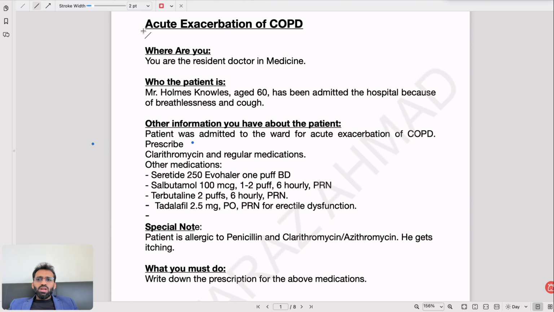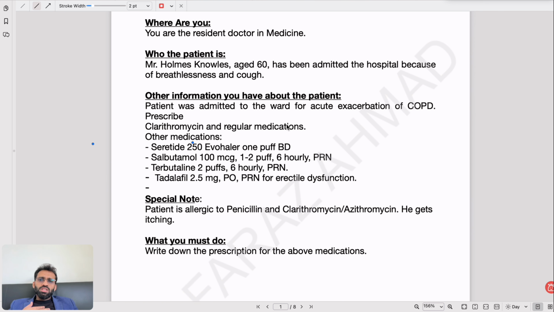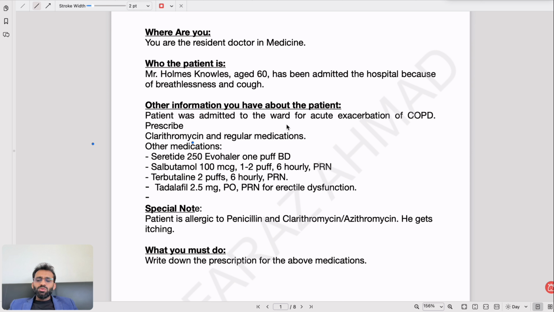So this type of scenario will be given in your exam. There will be no heading; I have just given this heading for my convenience. Acute exacerbation of COPD, we are going to write a prescription, and here you can see you have to note down those 6 or 7 things which I am telling you in every video.